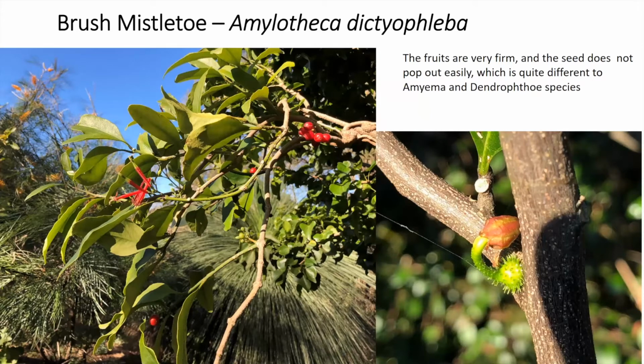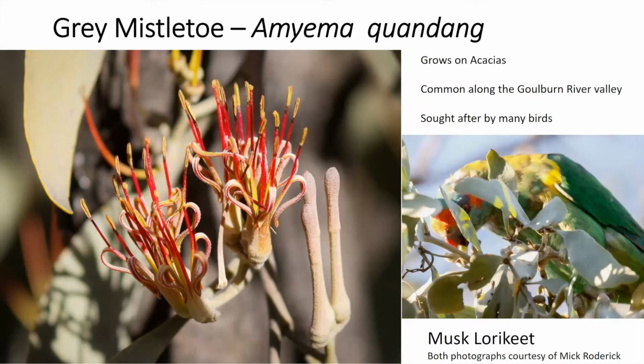This is the grey mistletoe. It grows a bit further inland, doesn't like the humidity right on the coast, grows on wattles, and you can see a musk lorikeet there. It's actually eating the fruit, but they will feed on the flowers as well as the fruit. So there's a lot of benefits from growing mistletoes.